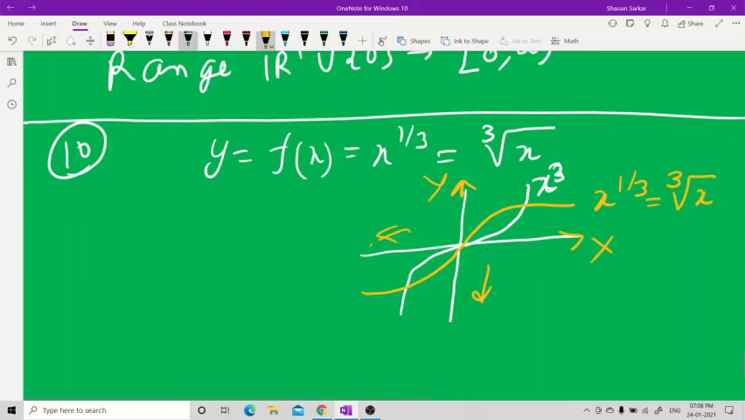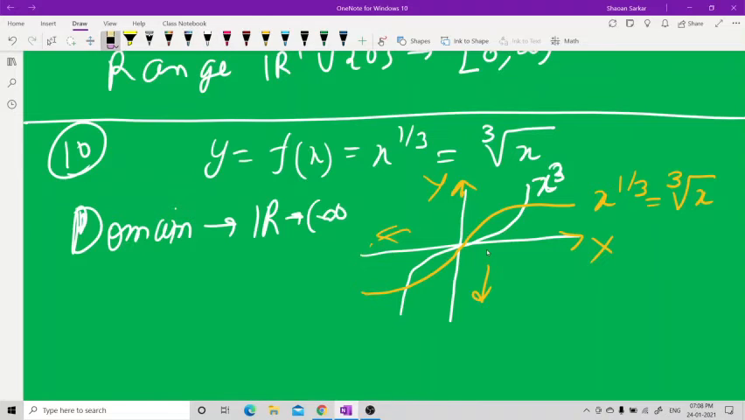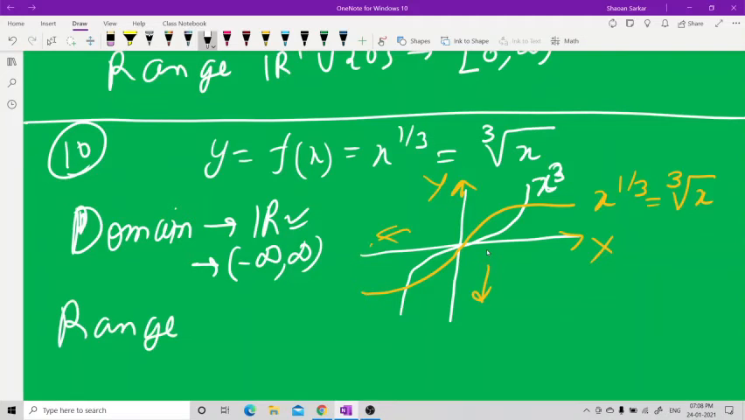So your range, sorry, first let's write down the domain. The domain is simple R. That means you can also write minus infinity to plus infinity, or you just write this one and the same thing. And in range also the same situation. Range you can write R this way, or you can write minus infinity to plus infinity, and this is your domain and range of this graph.